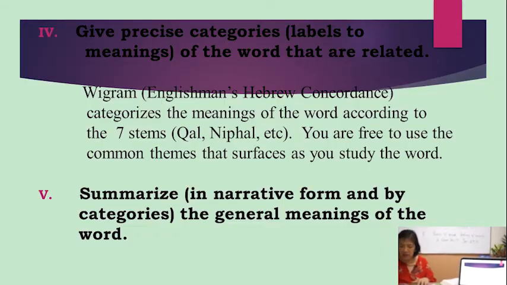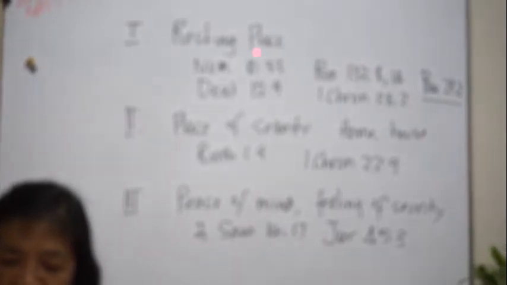For our case with Menuchah or Menuchot, we have 3: resting place or place to settle down, a place of security, peace of mind, and feeling of security. So in the examples on the board, you have your resting place, that would be for a temporary campsite, Numbers 10:33, then a settled homeland for the tribes of Israel, that's Deuteronomy 12:9. And then final resting place for the ark, that would be Psalm 132:14, 132:8, 1 Chronicles 28:2.